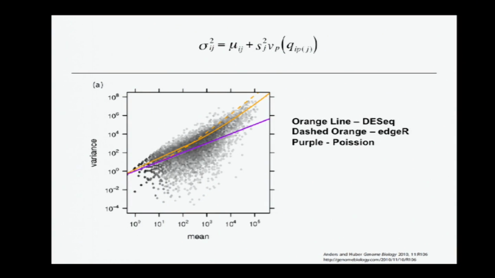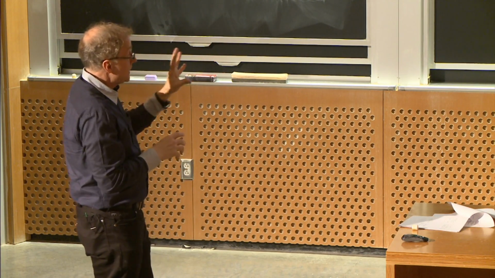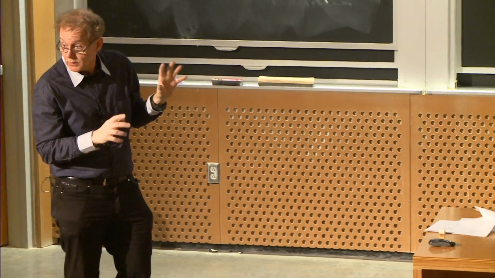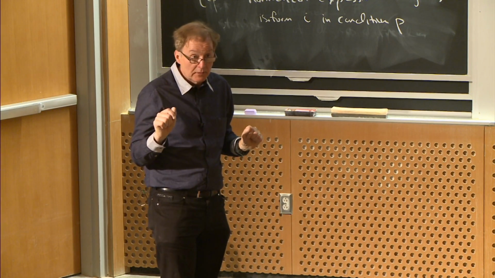So a lot of people use DESeq these days for doing differential expression analysis because it allows the variance to change as the mean increases. And this is the case for these types of count data. Before I go on, though, I'll pause and see if there are any questions at all about what's going on here.